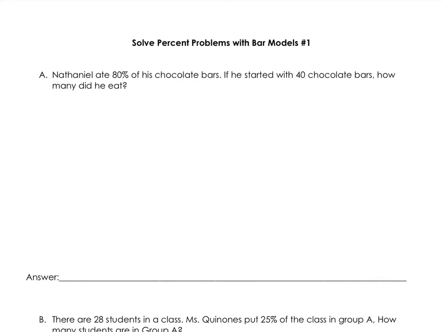Okay, in this lesson we're going to review how to solve percent problems using bar models. So let's get started right away. Nathaniel ate 80% of his chocolate bars. If he started with 40 chocolate bars, then how many did he eat? So we're trying to figure out what 80% of 40 chocolate bars is.